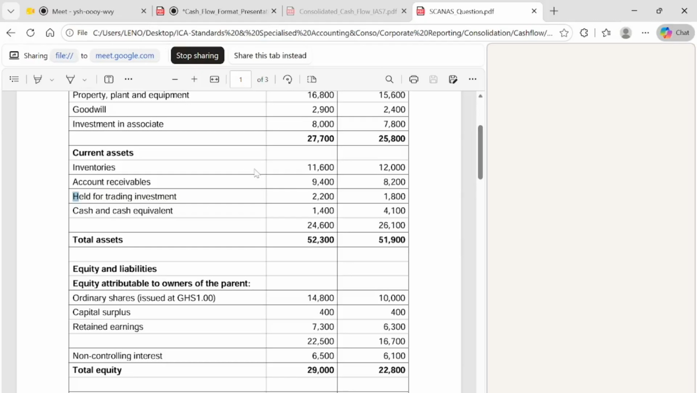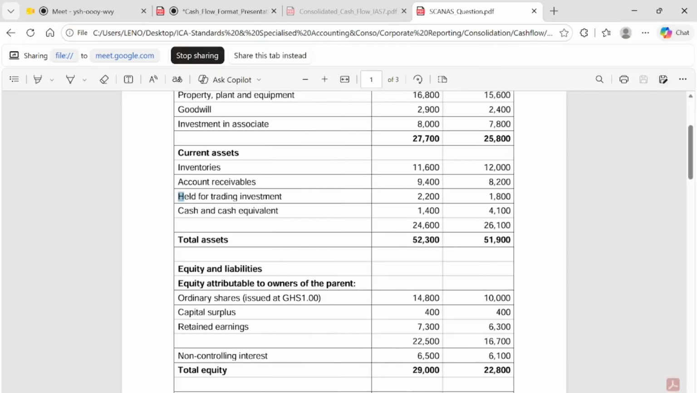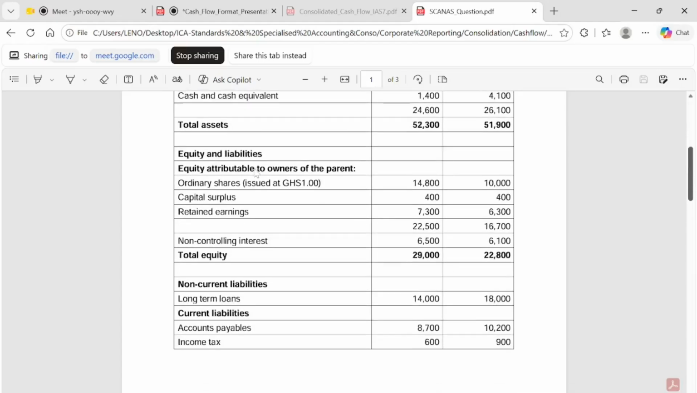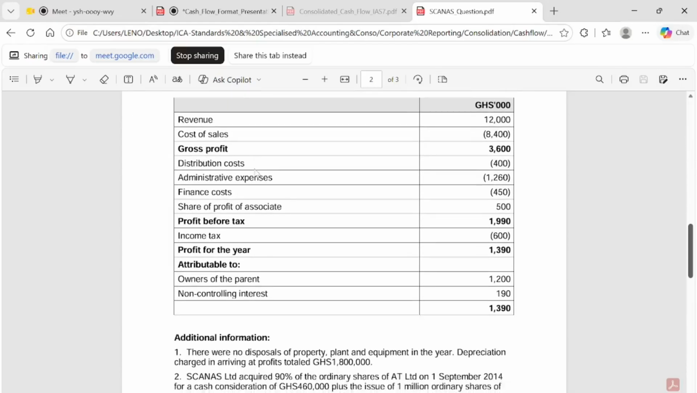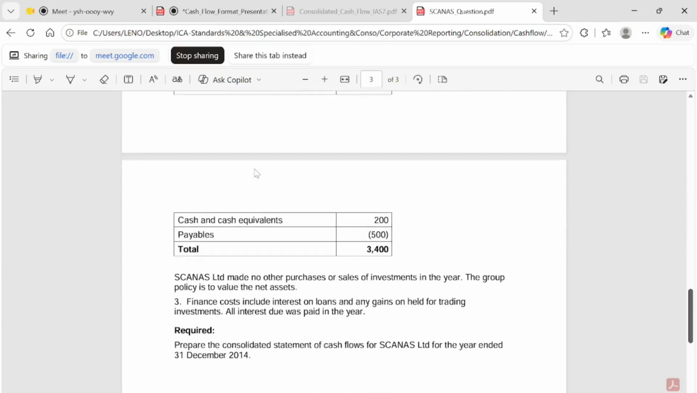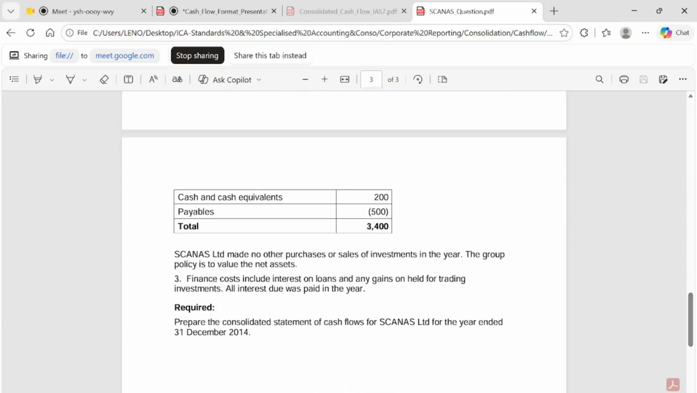Do you agree? Yes, sir. So clearly it is not something that is part of the core business of the company. So they are holding on to an asset for selling to gain profit. Are you with me? So you take note of this. Are we okay on everything here? Then I'll switch, then we start solving. So the question says, prepare the consolidated statement of cash flow for Scanners Limited for the year ended 2014. All right.